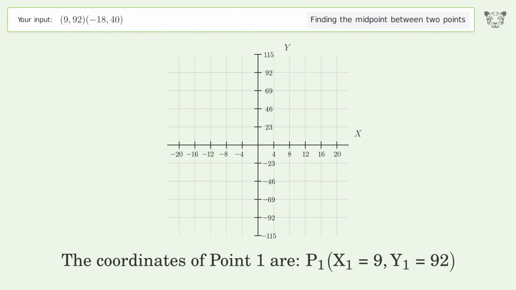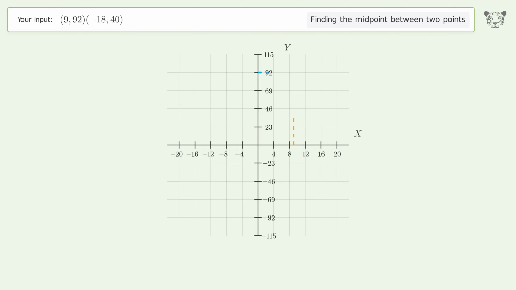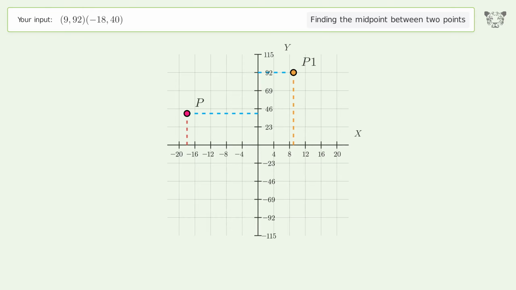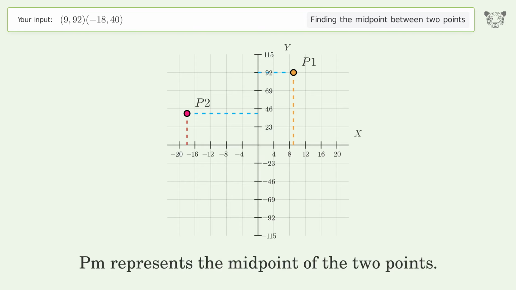The coordinates of point 1 are x1 equals 9, y1 equals 92. The coordinates of point 2 are x2 equals -18, y2 equals 40. PM represents the midpoint of the 2 points.